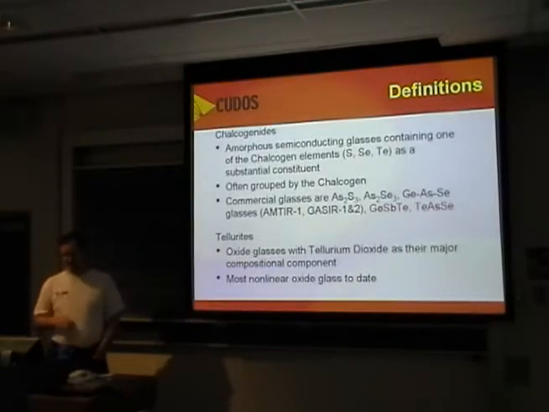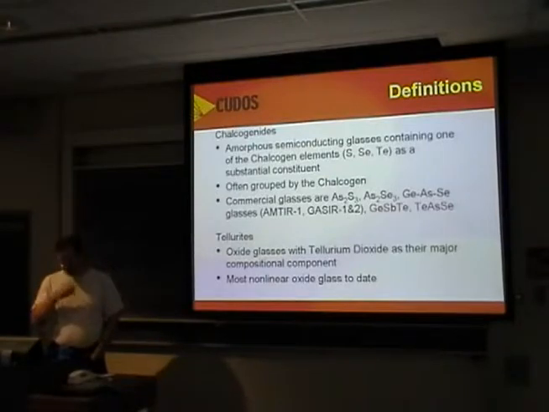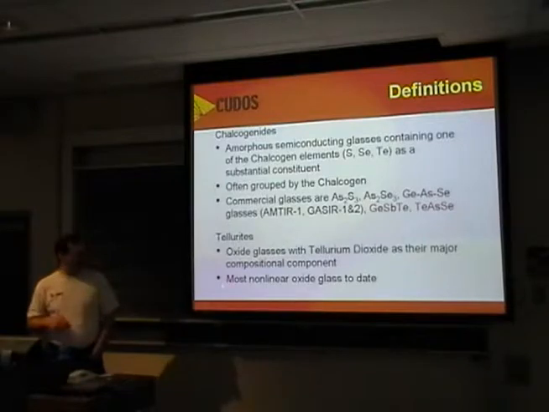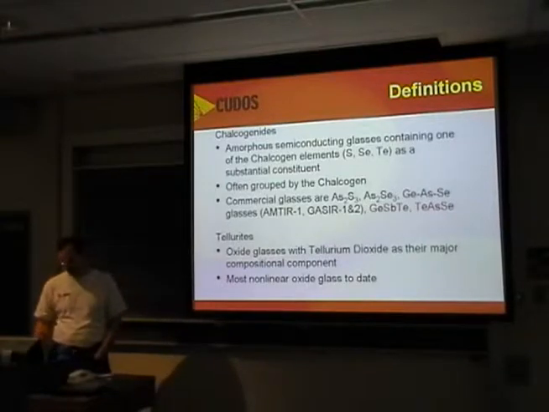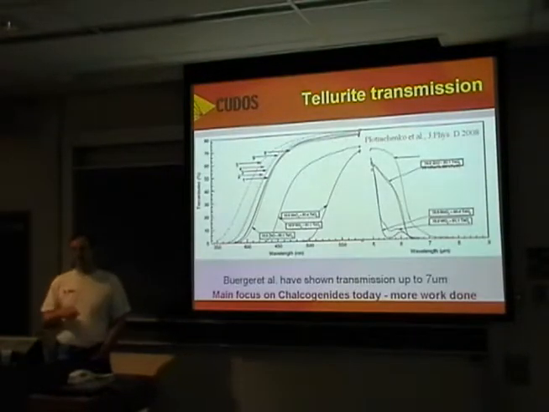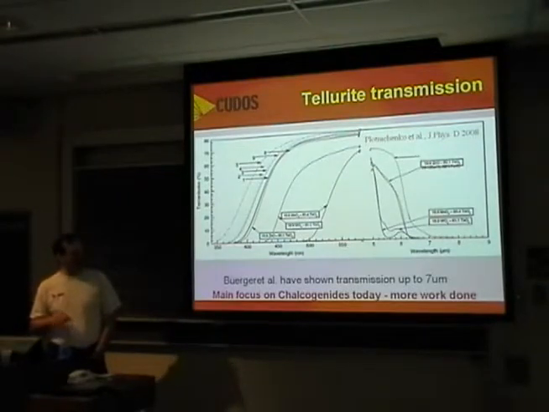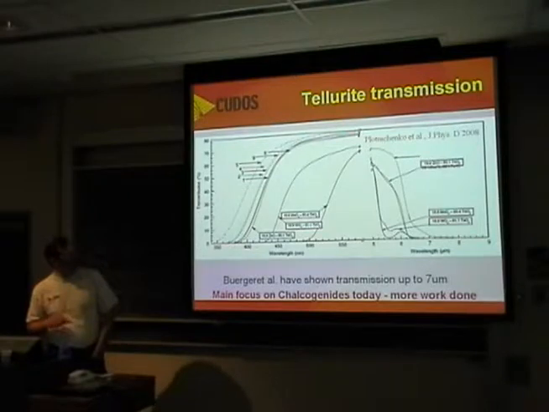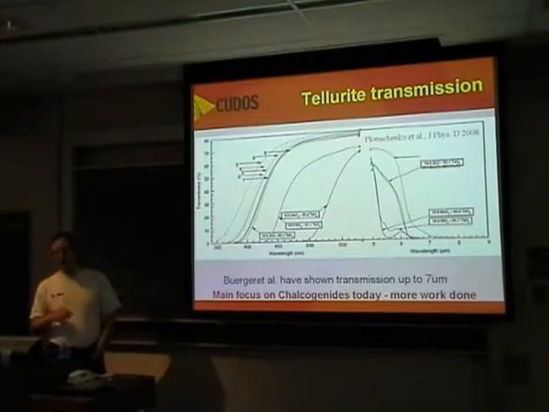Tellurides, on the other hand, are basically tellurium dioxide-based glasses, which means they have quite different characteristics to chalcogenides. They are, however, the most non-linear oxide glass discovered to date. And in comparison with chalcogenides, they have a somewhat shorter wavelength multi-phonon edge, typically out to maybe 7 microns in some cases. But the upside is that the band gap is down towards the UV, which means you can also do things with them in the visible that you can't do with chalcogenides.